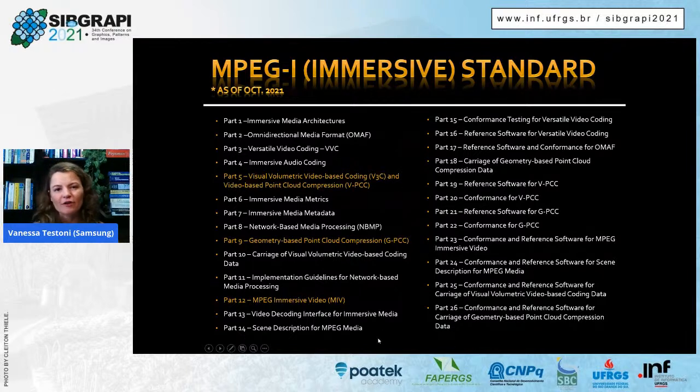And this is how it looks today. So you saw that in 2018, the standard had 8 parts. Today, the standard has 26. Most of those parts are related to reference software and conformance testing. But there were some important changes. One of them is that the MPEG immersive video codec was introduced. This is very nice, very much related to dense light fields and other technologies like that to provide 6DoF. And then because of that, the VPCC became something bigger that was called the V3C, the Visual Volumetric Video-Based Coding. And now the VPCC is a subset of it. And the GPCC is also included here.